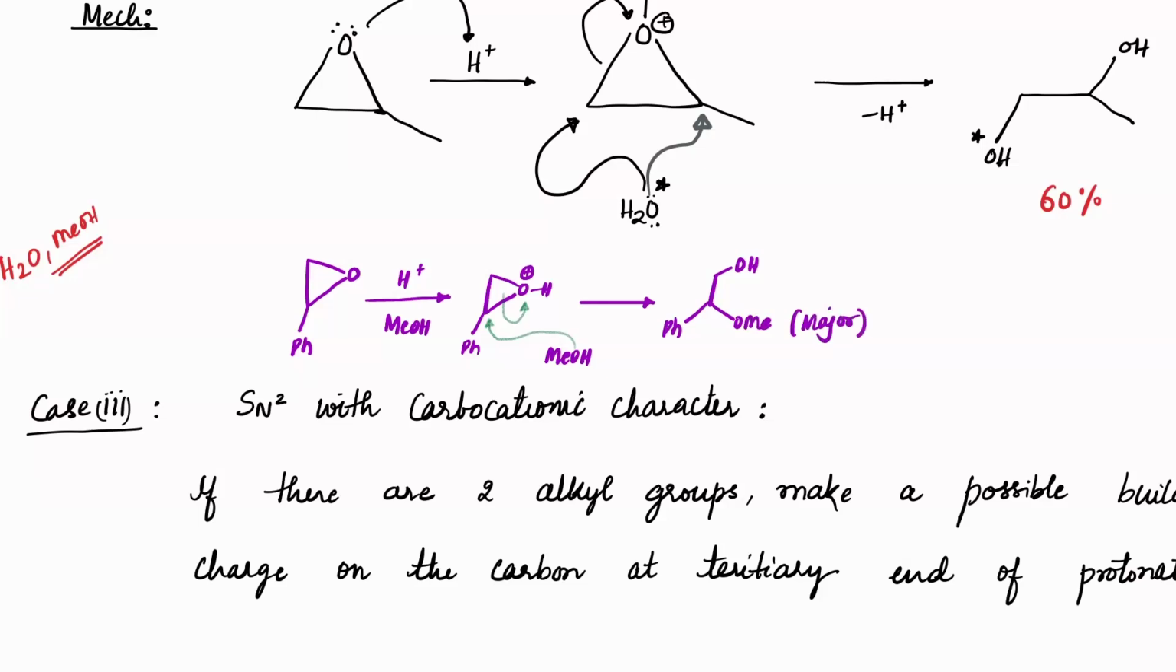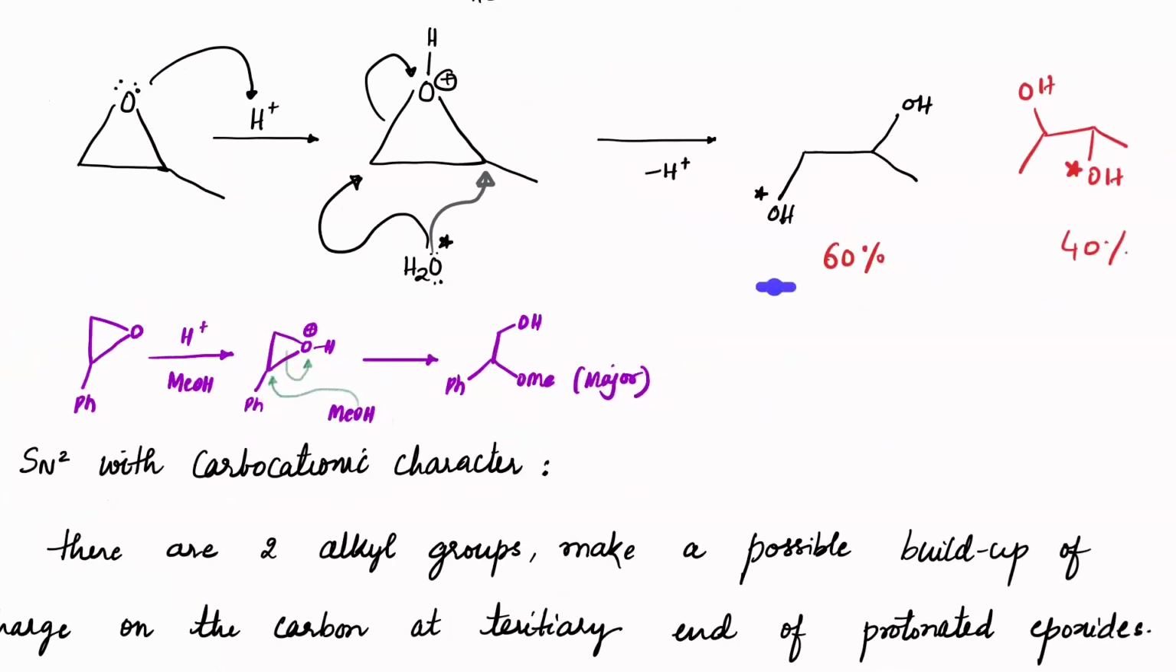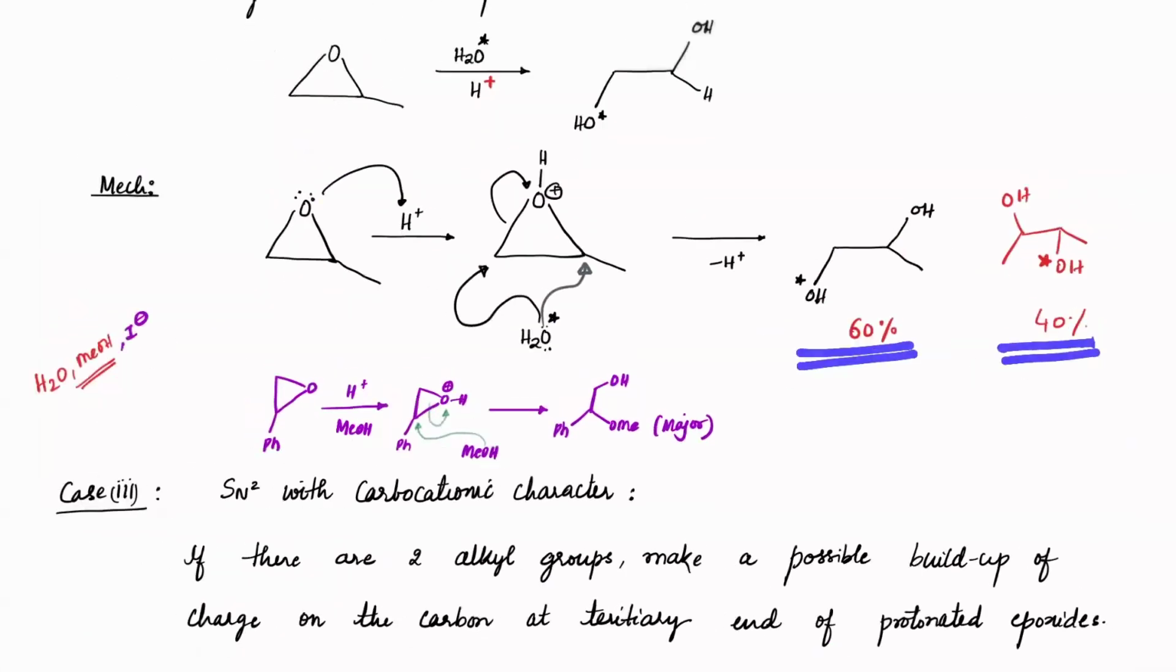So if you have phenyl, if you have any double bond support, allyl support, benzyl support, in such a case, you will always have attack on the more substituted side. Okay, specifically only in this case when there is water and methanol and I minus also, you will get this less substituted as major product, more substituted as minor product.